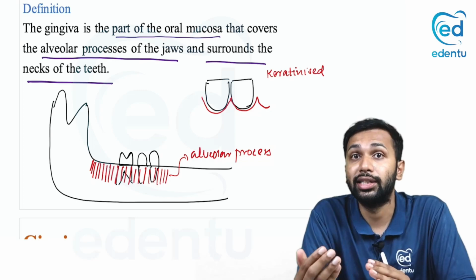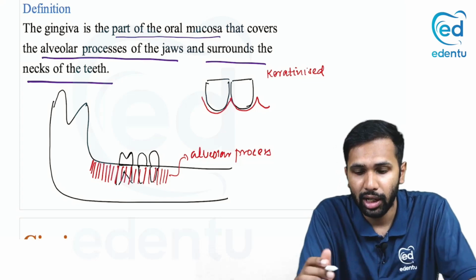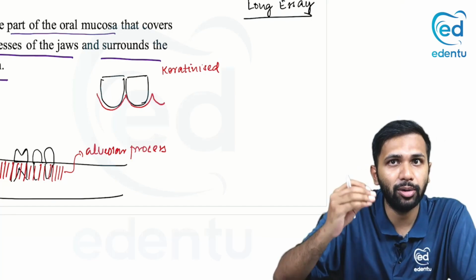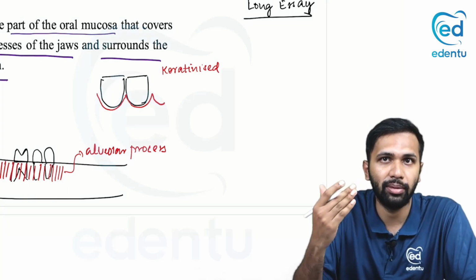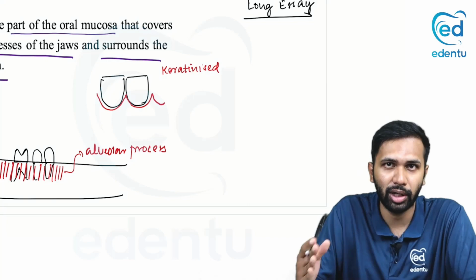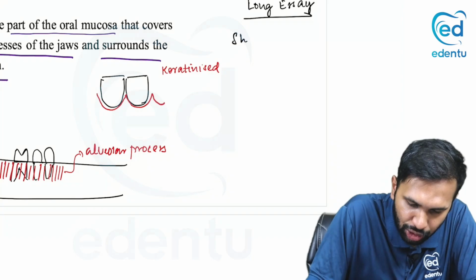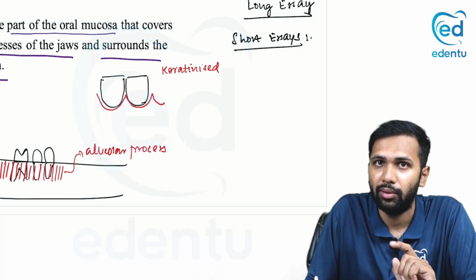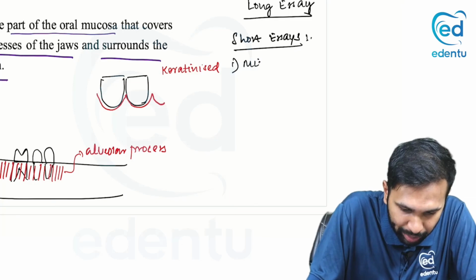Now, from an exam point of view, you can get many questions from this gingiva chapter. For example, you can get a long essay wherein you have to write from A to Z of whatever we are covering: the structure, the parts of the gingiva, the microscopical features, the macroscopical features, blood supply, everything. Gingiva itself can come as a long essay. Also, various topics from gingiva can come as short essays. Number one, what is most frequently asked in your university exam is your microscopical features.